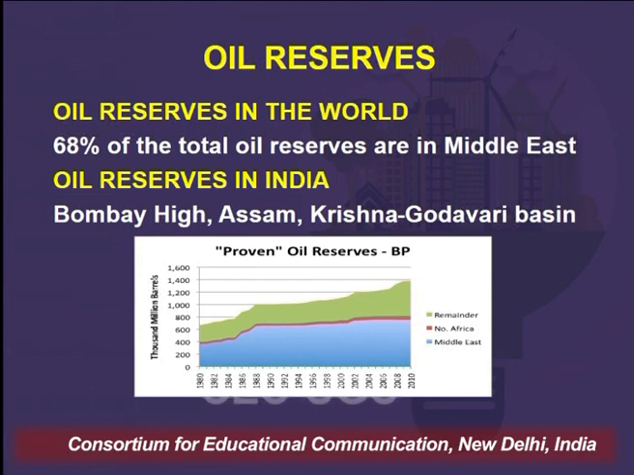Now, this is a graph showing the various oil reserves present in the world. 68% of the total oil reserves are in the Middle East, and in India, oil reserves are seen in places like Bombay High, Assam, and the Krishna Godavari basin.